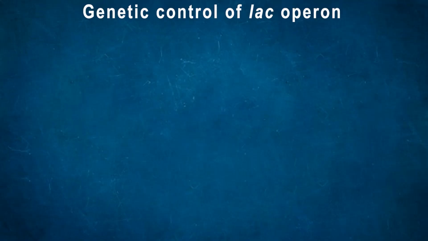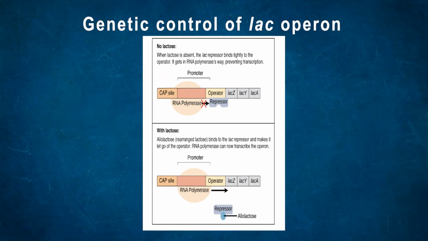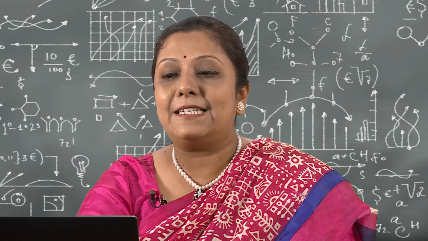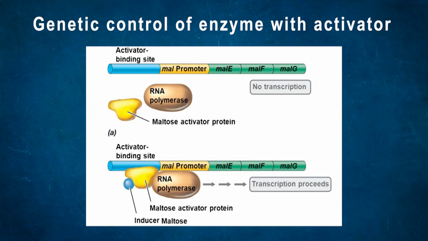In the case of the lac operon, when the repressor sits on the operator, it inhibits RNA polymerase from transcribing the lacZYA genes. But when allolactose, the inducer, binds to the repressor, it falls off from the operator and allows RNA polymerase to transcribe them. Once again, activator action can be found in the maltose operon, where RNA polymerase is unable to transcribe, but when the maltose activator protein binds with the inducer maltose, it pushes RNA polymerase to continue the transcription.